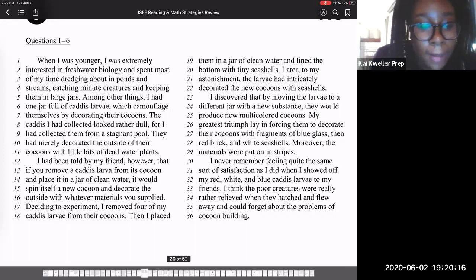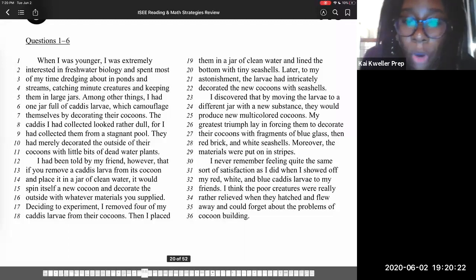Deciding to experiment, I removed 4 of my caddis larvae from their cocoons. Then I placed them in a jar of clean water and lined the bottom up with tiny seashells. Later, to my astonishment, the larvae had intricately decorated the new cocoons with seashells.